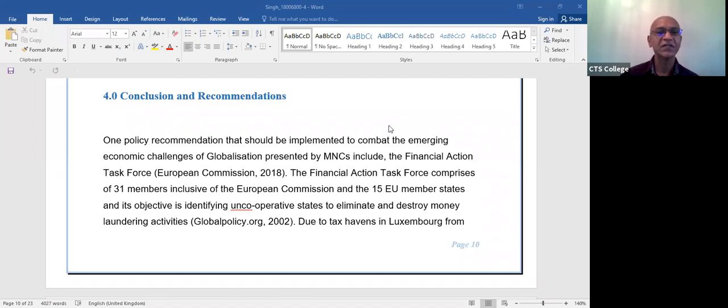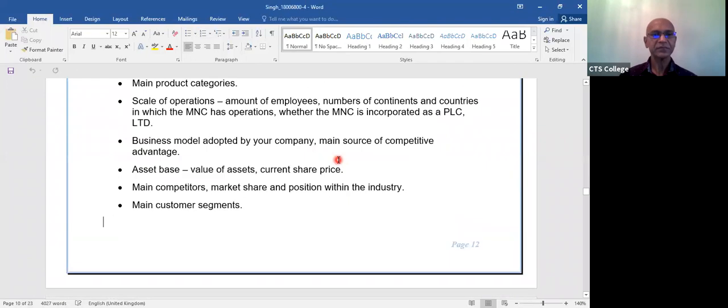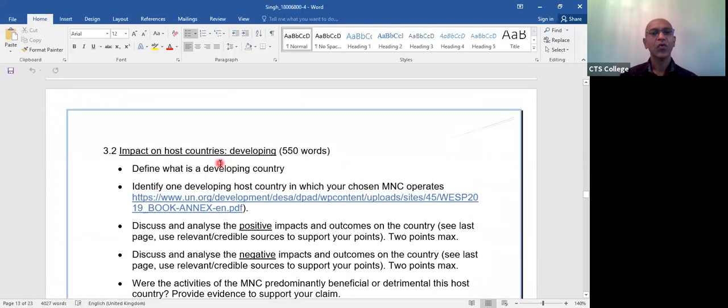From Kemba, should recommendation be based on problems that were mentioned in your case study, or should it be general? That's an excellent question, Kemba. Yes, and you're absolutely right. The recommendation should be based on the issues that were identified before. Students, remember, there's a logic to your report. Let's review this logic. The logic is this.